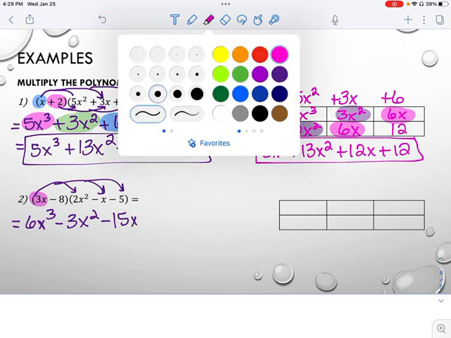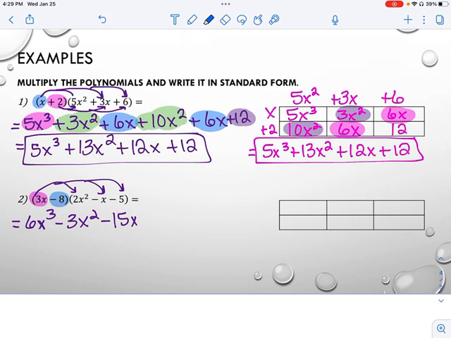Then I come back and I take the negative 8. So I'm going to go negative 8 times 2x squared, that's going to give me negative 16x squared. And then I do the negative 8 times negative x, and that's going to give me a positive 8x. And then I take the negative 8 times the negative 5, and that's going to give me a positive 40.